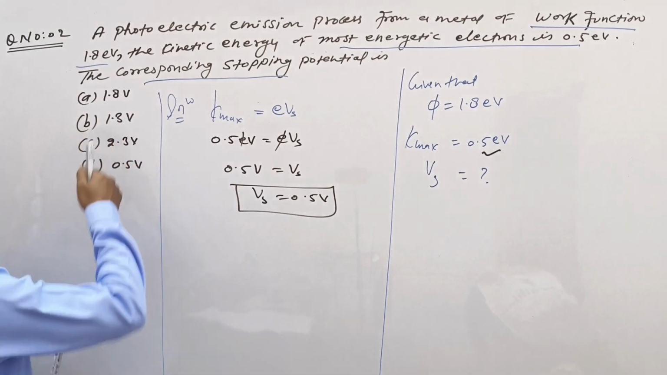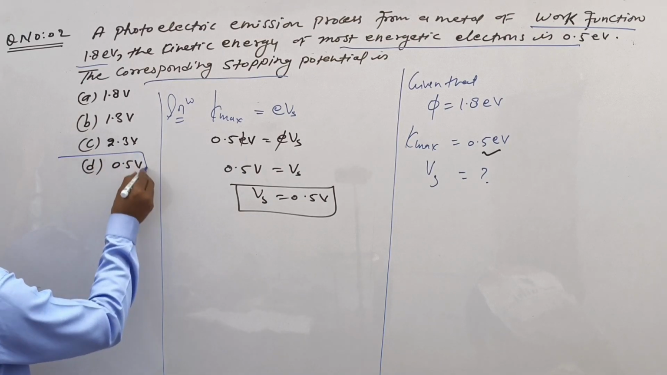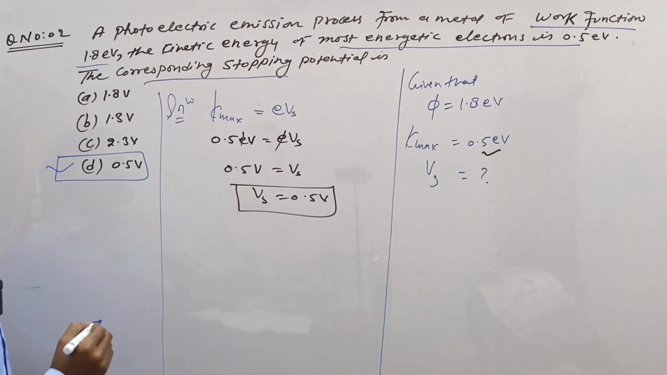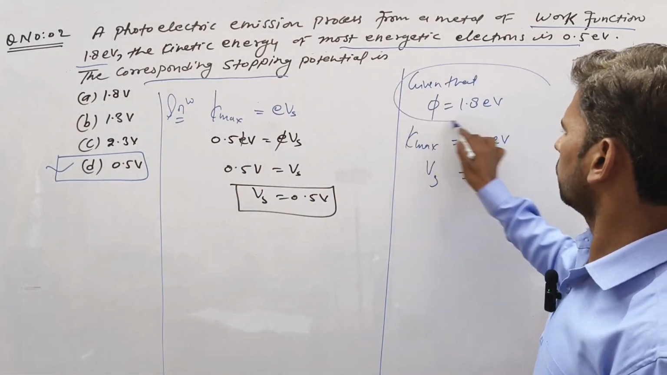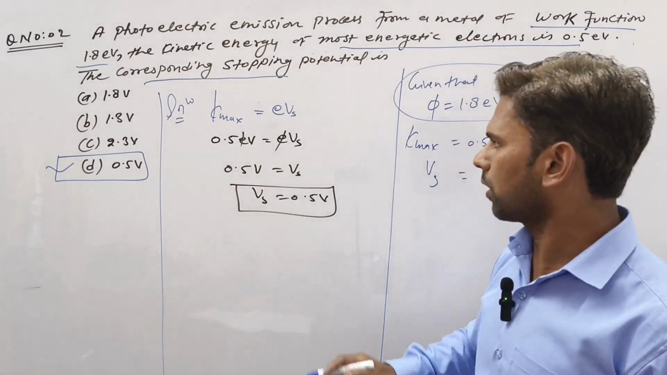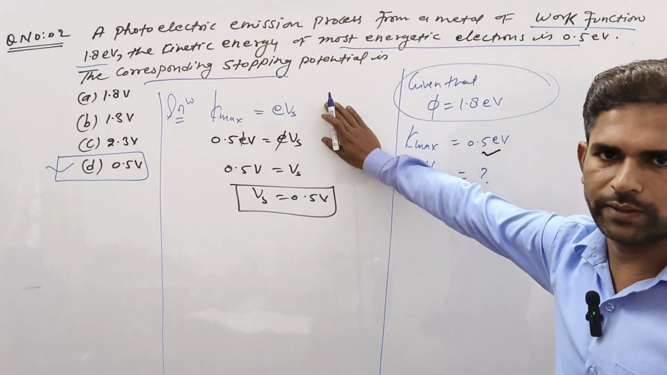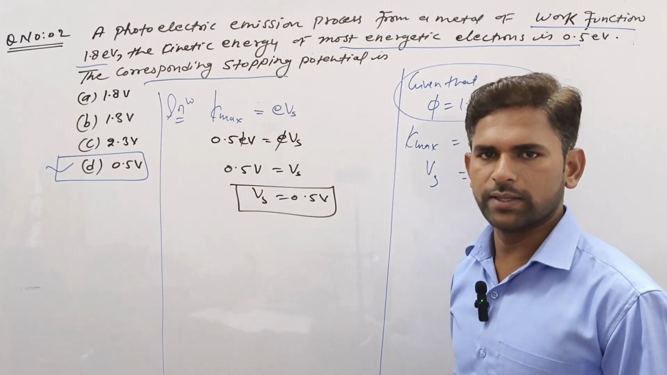Which option is matching this answer? You can see option number D is the correct answer of this problem. If you ask why we are not using the value of work function, there is no need for the work function because here we only need this relation. So you will apply this relation, put in the value, and you will get your answer.